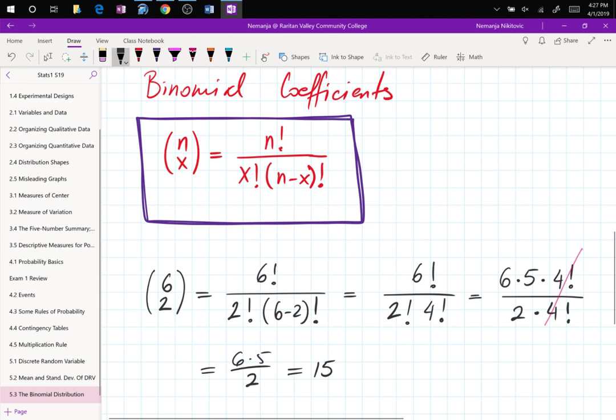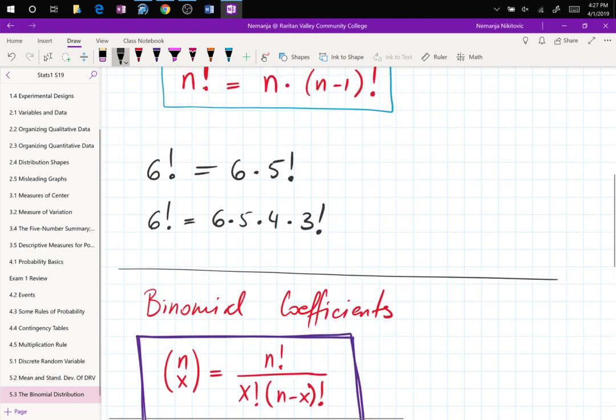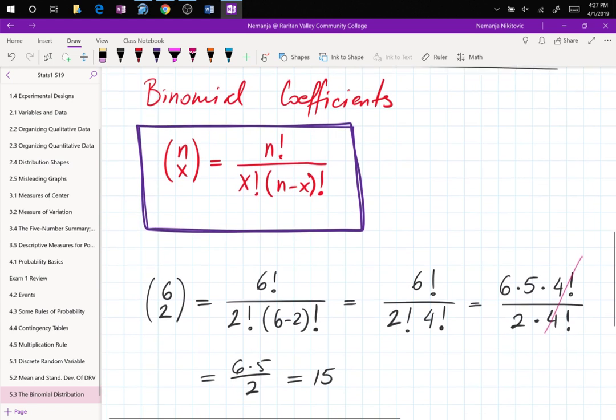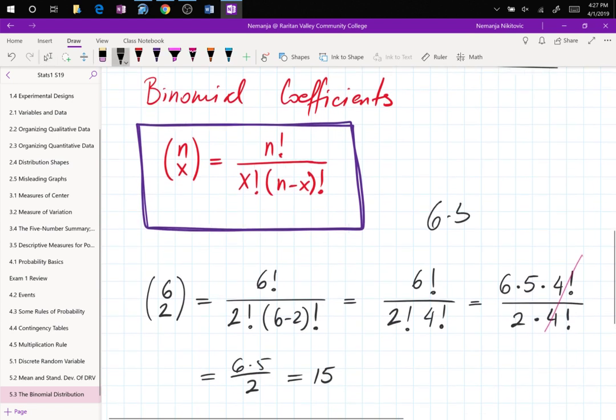How do you get a 4 factorial? Using this. We peel off integers. 6 factorial is 6 times 5 times 4 times 3 times 2 times 1. And the 4 factorial is this, so I'm not going to expand it, I'm just going to leave it. So 6 times 5 times 4 factorial.